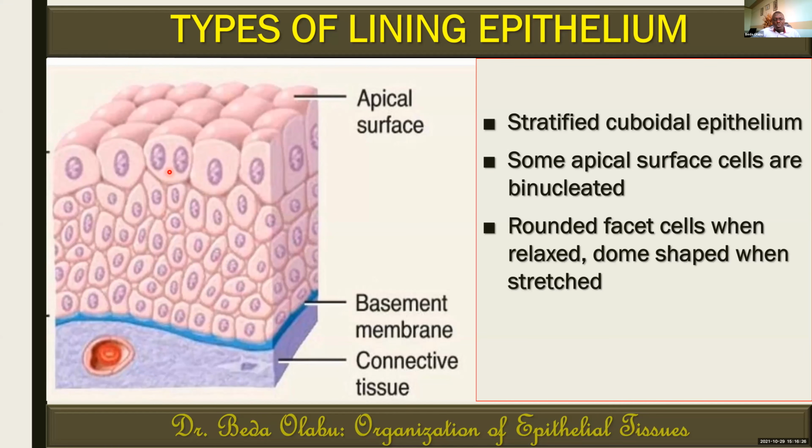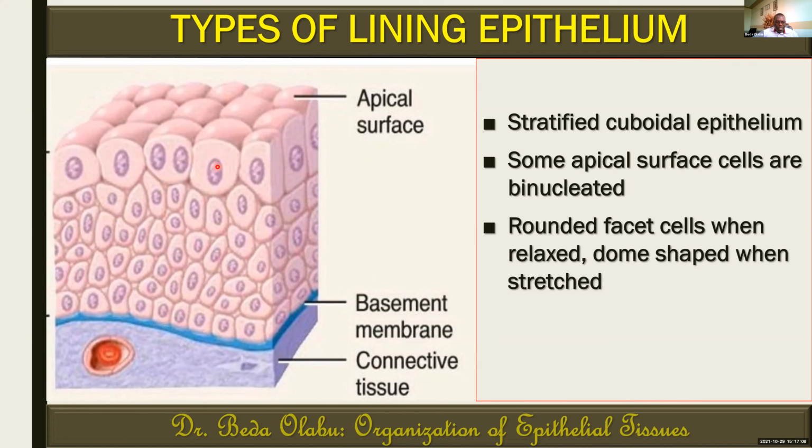Now look at the shape of the apical cells. They look like they bump into the lumen, somewhat dome-shaped, or rather rounded. They look like the top of a mushroom or the top of an umbrella. These cells are very unique. When the epithelium is not stretched, which means relaxed, the apical cells are more rounded. And the number of cells is also many.